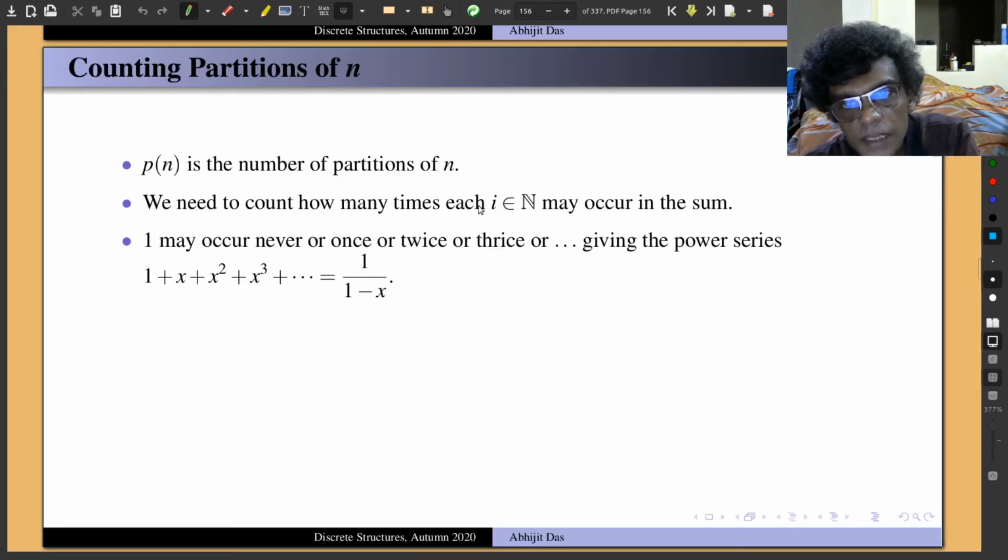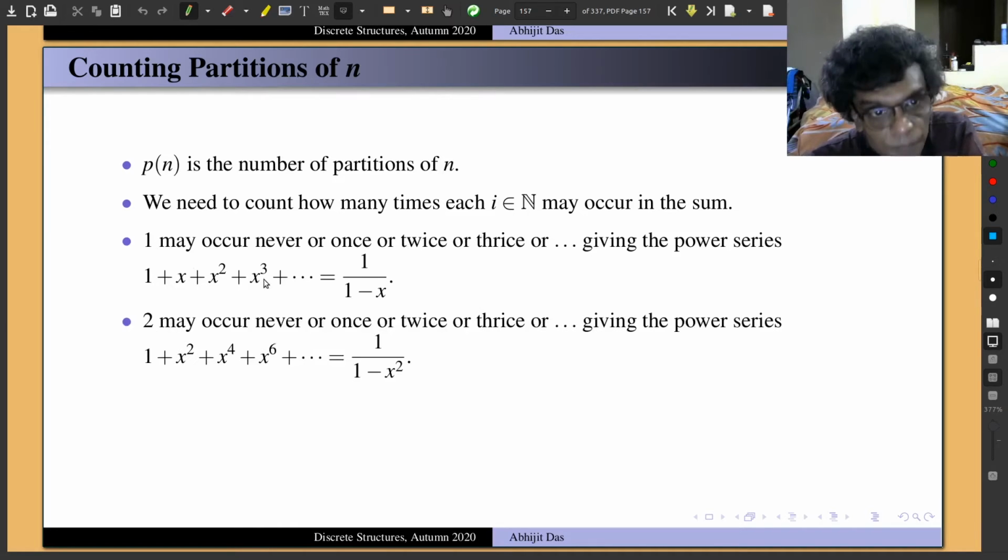So, let us look at the case of each i. 1 may occur never, or once, or twice, or thrice, or 4 times, and so on. And this leads to the power series 1 plus x plus x square plus x cube and so on. And this is a familiar thing, 1 over 1 minus x. 2 may occur similarly, never, or once, or twice, or thrice. But 2 will contribute x square, x power 4, x power 6, something like that. And this leads to the power series 1 plus x square plus x power 4 plus x power 6 plus x power 8 and so on. And this simplifies to 1 over 1 minus x square.